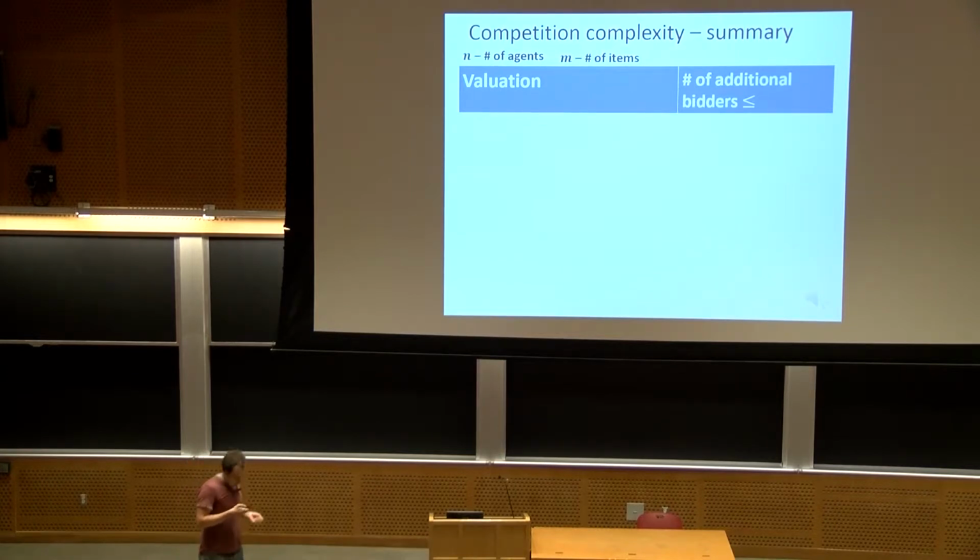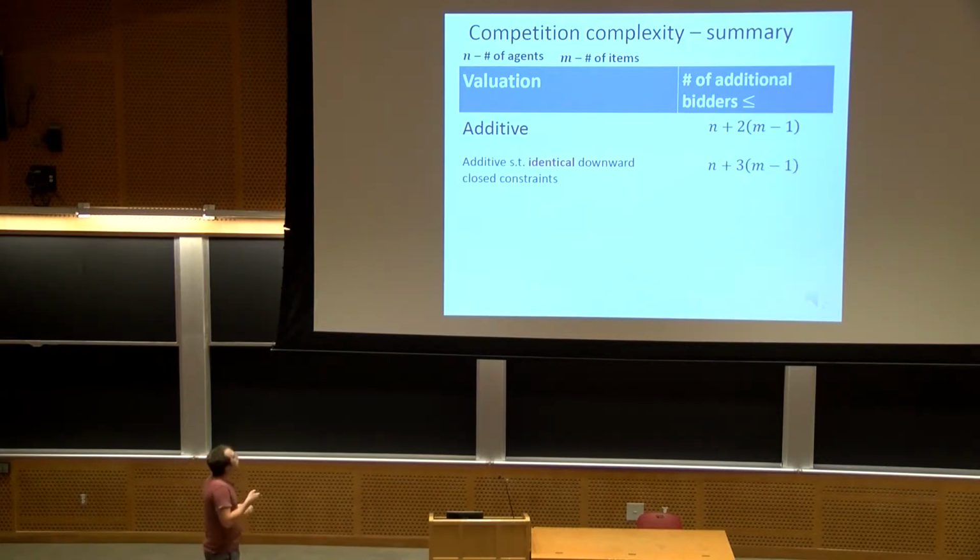Okay, so let's sum up our results in a table. Let's assume n is the number of bidders and m is the number of items. If the valuation is additive, then if we add an additional n plus 2m minus 1 bidders and run VCG, in addition to the original n bidders, then we get more revenue than the optimal mechanism with the original n bidders.